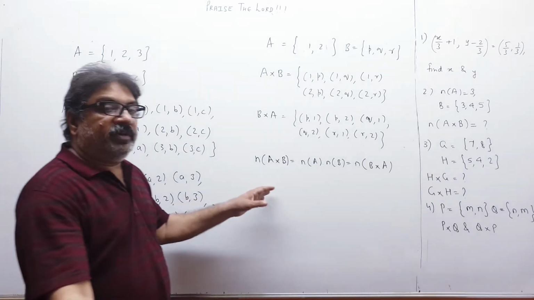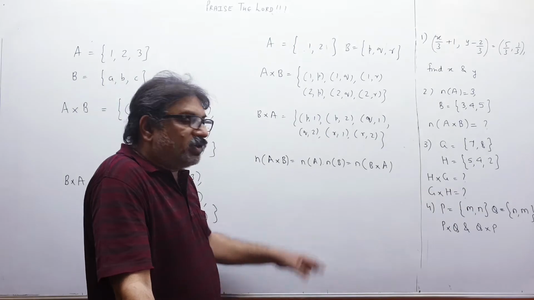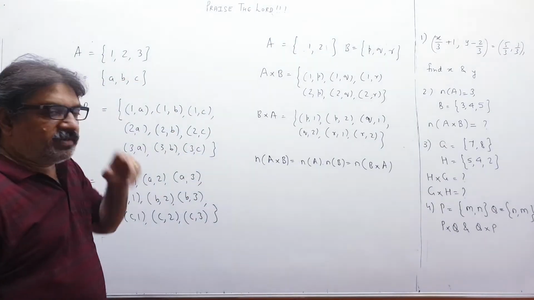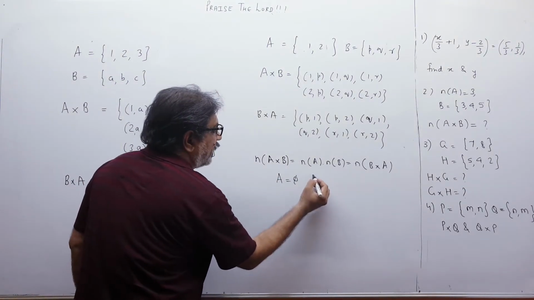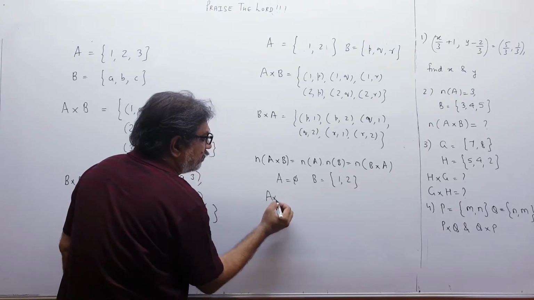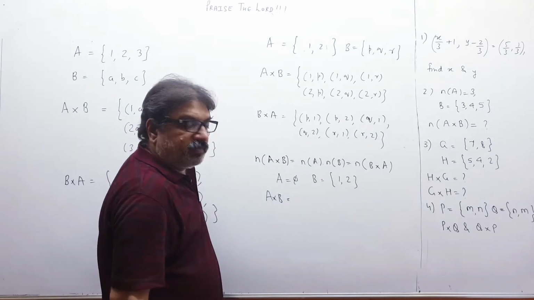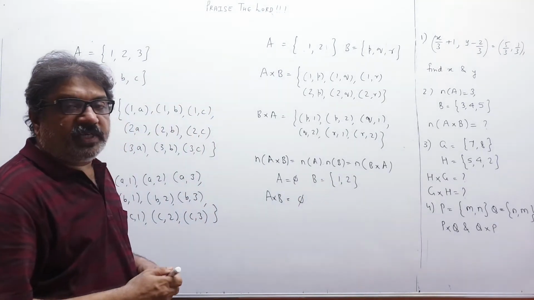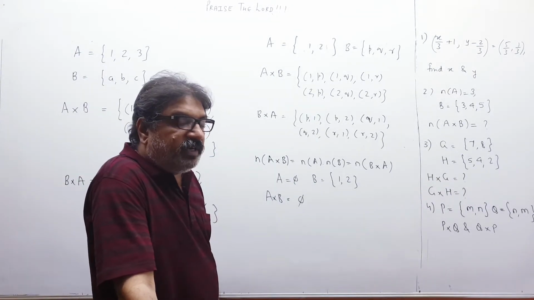Okay, so the number of elements in A cross B will be n(A) into n(B), and the number of elements in B cross A is the same. That is one thing you have to understand. If any one set out of A and B is a null set, supposing A is a null set and B has elements 1, 2, then what will be A cross B? I have no element over here, so I cannot make any ordered pair. So A cross B will be a null set. If any one set out of A and B is a null set, then A cross B will be a null set. Empty set, it won't have any element.